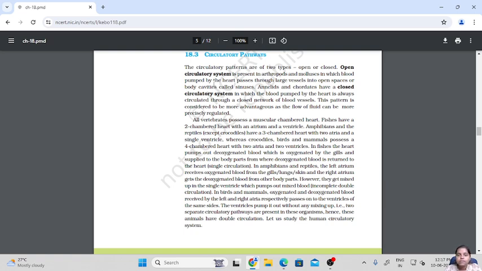So the open circulatory system is present in arthropods and molluscs. In this, the blood pumped by the heart passes through large vessels into open spaces, like body cavities, called sinuses. A closed circulatory system is present in annelids and chordates. In this, the blood pumped by the heart is always circulated through a closed network of blood vessels. This pattern, the closed circulatory system, is considered more advantageous over the open circulatory system.